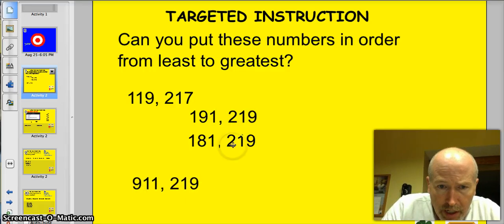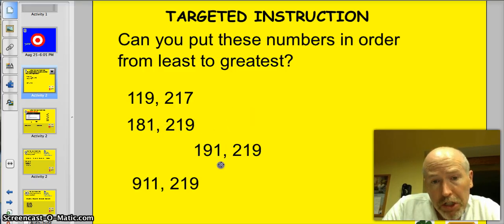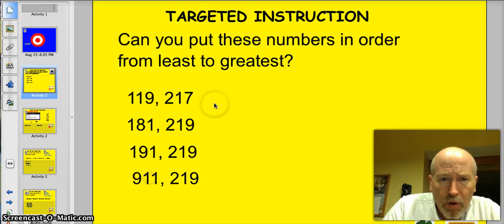Then I double check here. Which one of these two would be the next smallest? Well, I got 1, 9 and I got 1, 8. So it's almost like putting them in alphabetical order. I look first at the first digit, then at the next digit. It's called place value.